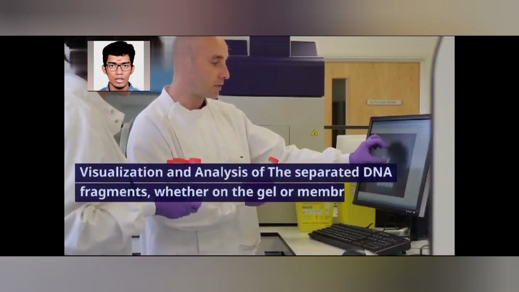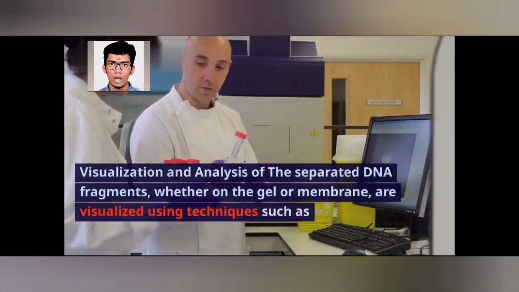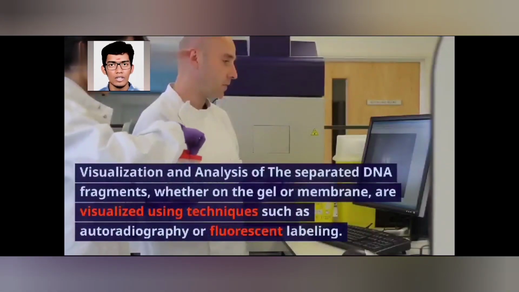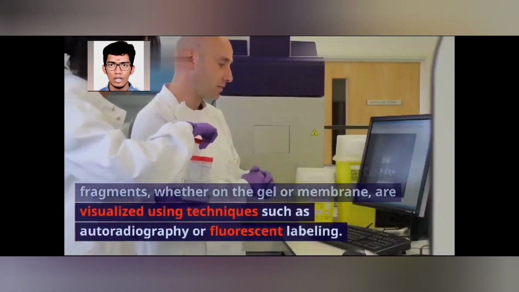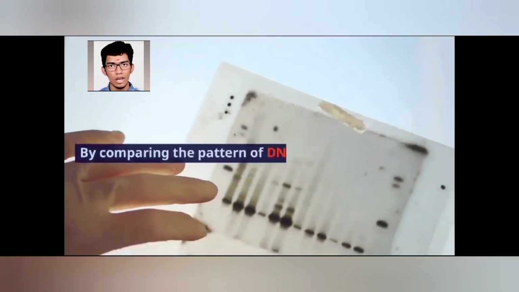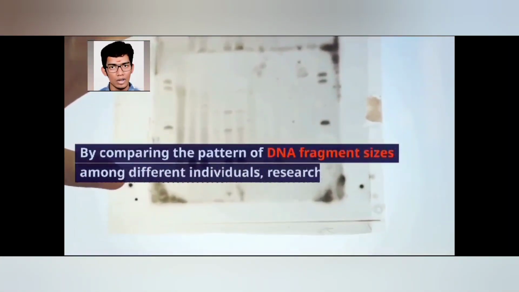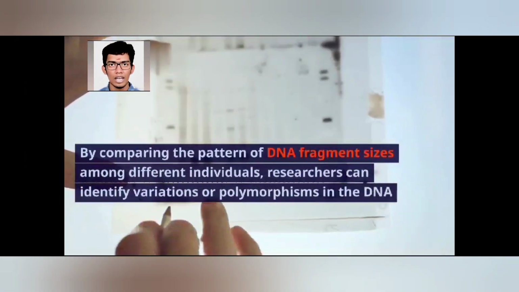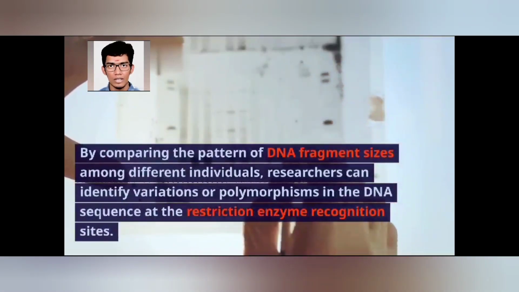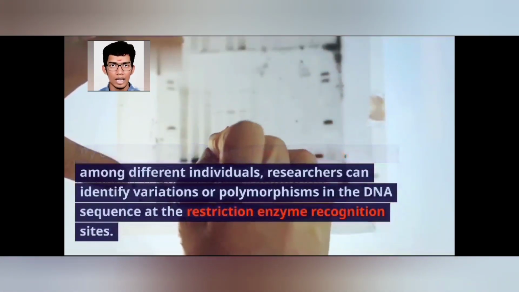For visualization and analysis, the separated DNA fragments, whether on the gel or membrane, are visualized using techniques such as autoradiography or fluorescent labeling. By comparing the pattern of DNA fragment sizes among different individuals, researchers can identify variations or polymorphisms in the DNA sequence at the restriction enzyme recognition sites.